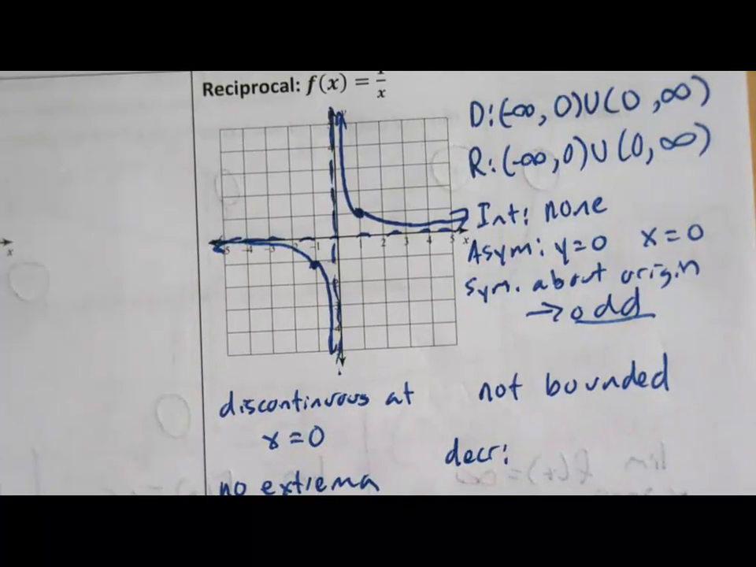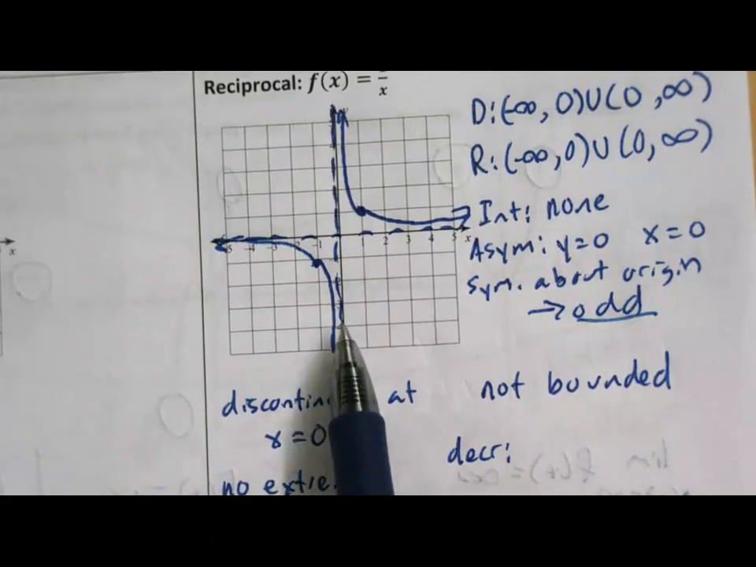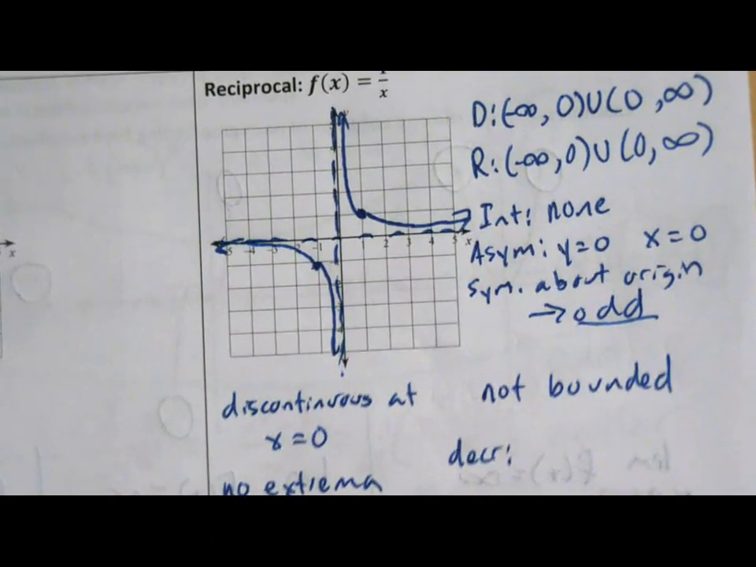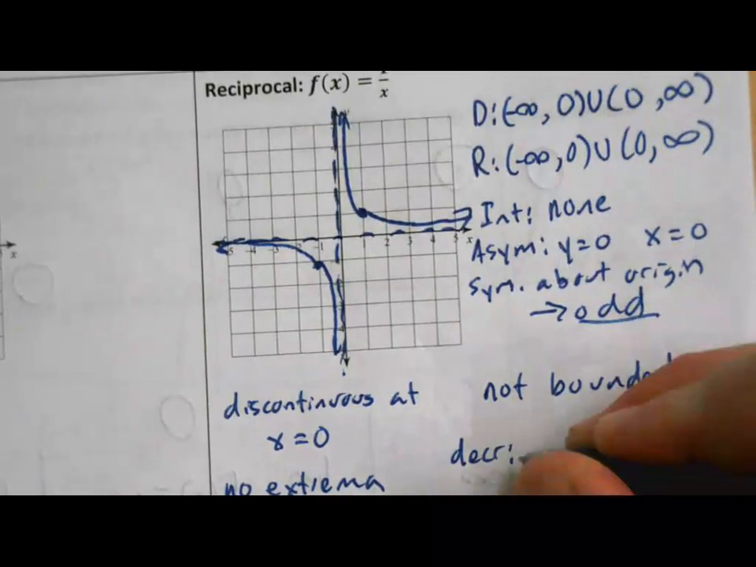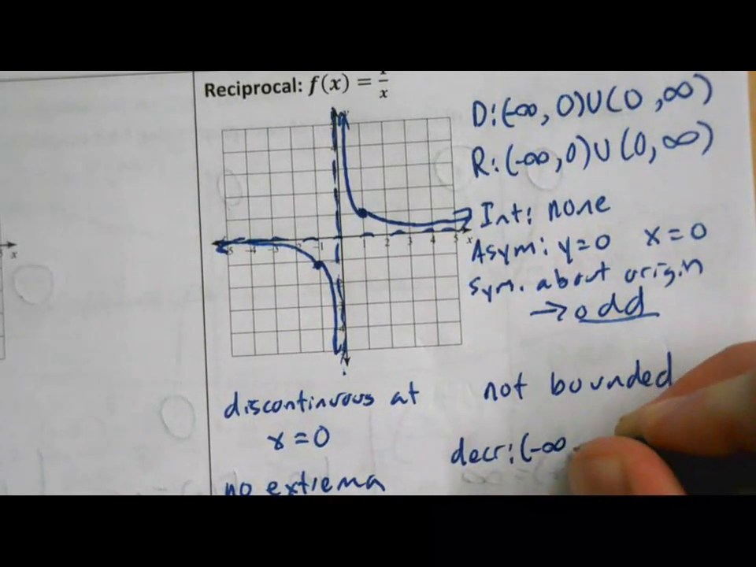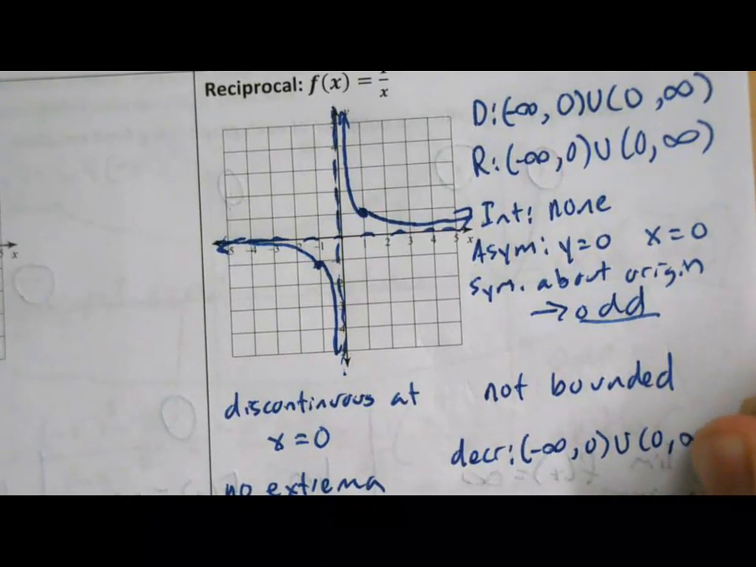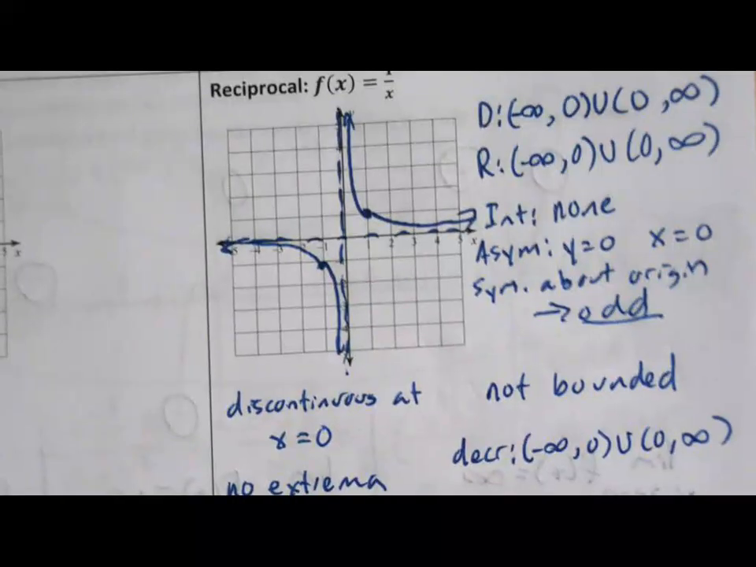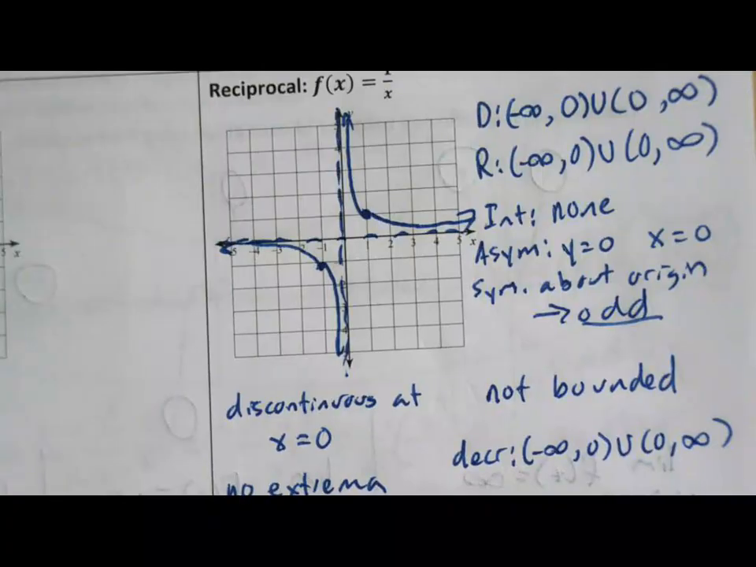And I would say it's not negative infinity to infinity because it's not doing anything here. So our decreasing is basically going to be the same as the domain, because at every point on this graph it's decreasing. So negative infinity to 0 and 0 to infinity. Not increasing anywhere.